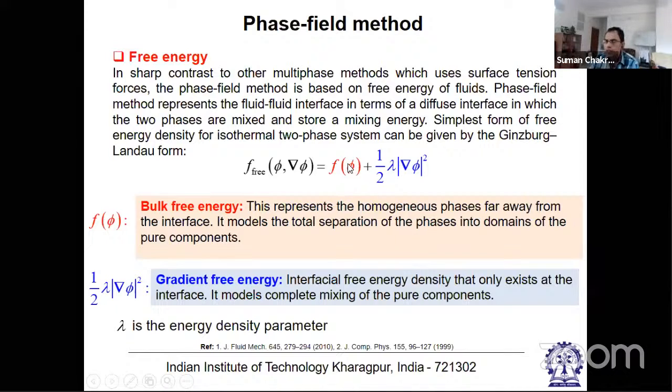It is the bulk free energy, which is the free energy of the two bulk phases, phase 1 and phase 2, and this is called the gradient free energy, which is the free energy of the interface. And you can see this gradient of phi is there because gradient of phi is occurring only at the interface. And this lambda is a mathematical parameter, and this actually can be expressed in terms of the physical parameter surface tension.